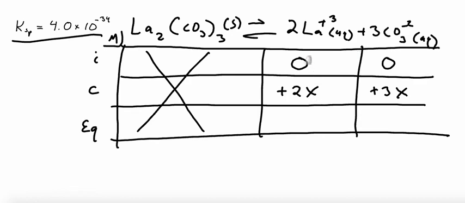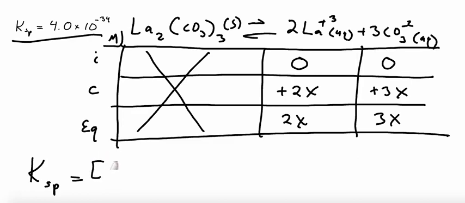At equilibrium, we're just adding our original concentration to the amount that we changed, so this just ends up being 2x, and this ends up being 3x. Then we write our expression for KSP. So KSP is going to be products over reactants.